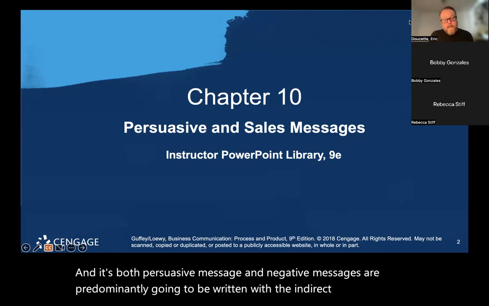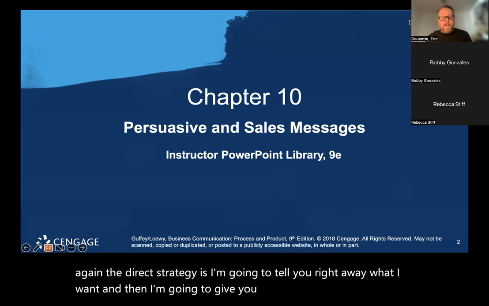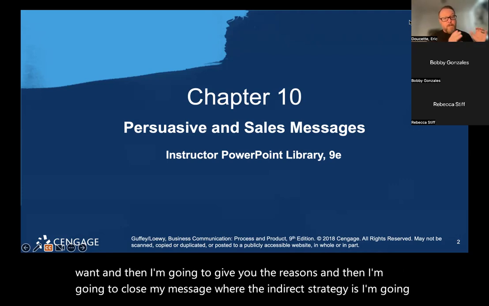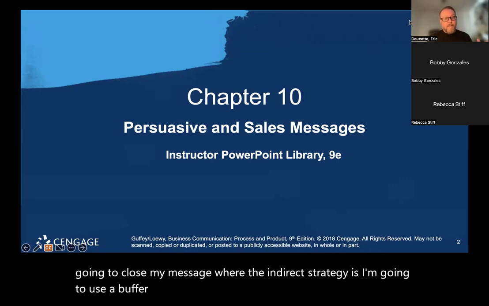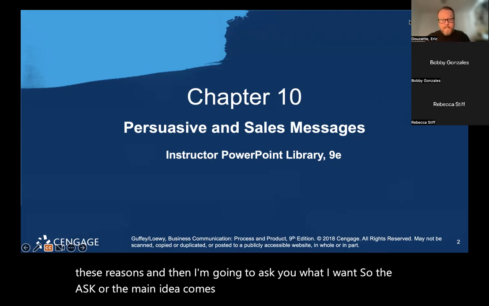So again, the direct strategy is I'm going to tell you right away what I want, and then I'm going to give you the reasons, and then I'm going to close my message. Where the indirect strategy is I'm going to use a buffer or get your attention, then I'm going to give you all these reasons, and then I'm going to ask you what I want.